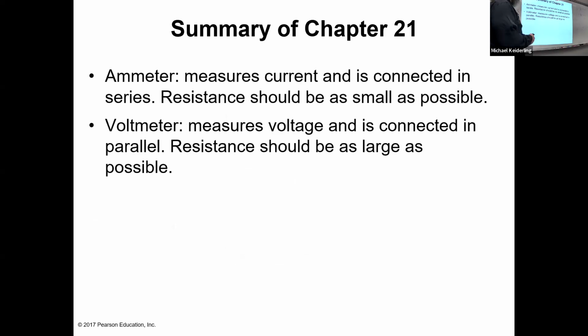An ammeter measures current. It's connected in series. Resistance should be as small as possible. A voltmeter measures voltage and is connected in parallel. Resistance should be as large as possible.